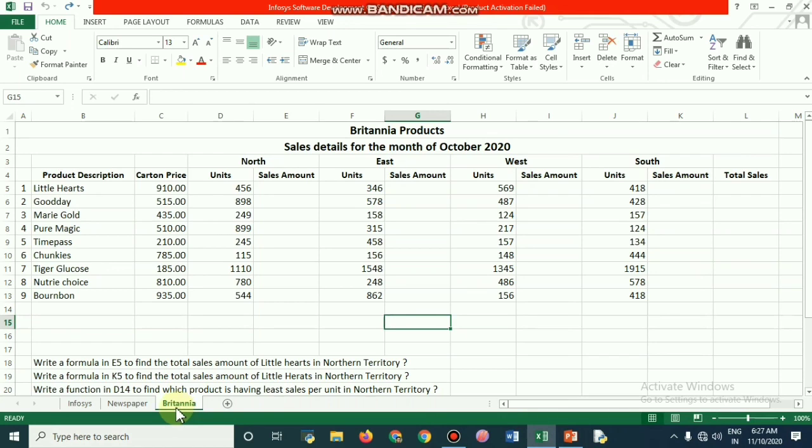various types of sheets. I have introduced to you the sales of the Britannia products, and you have to find the product of the carton price and the unit price here. But when other types of sheets are there, there are changes, and when you copy the formula down, usually it copies just like relative cell referencing.